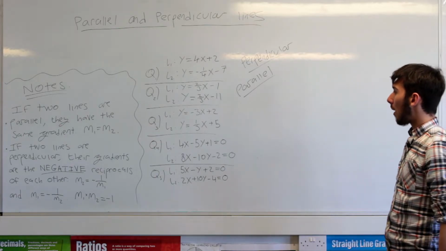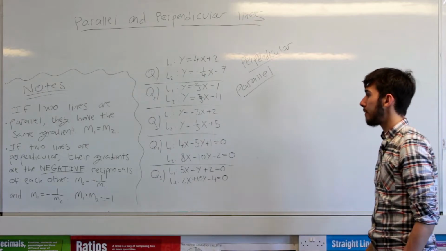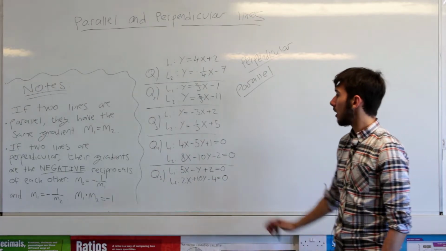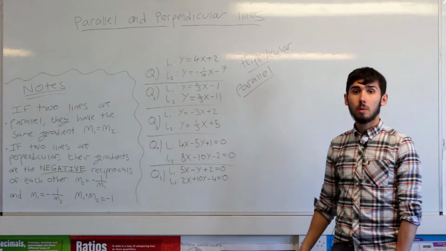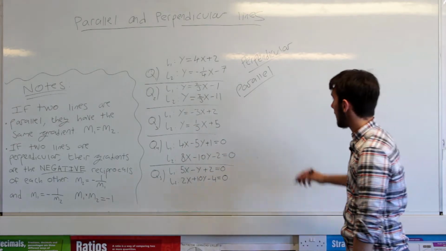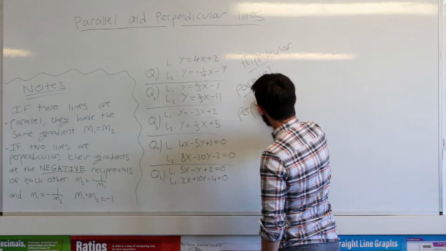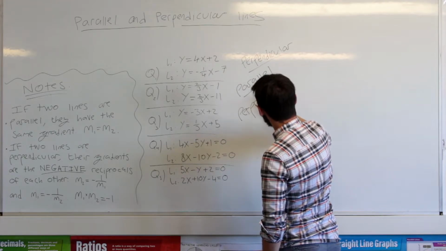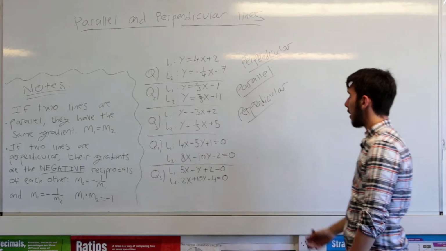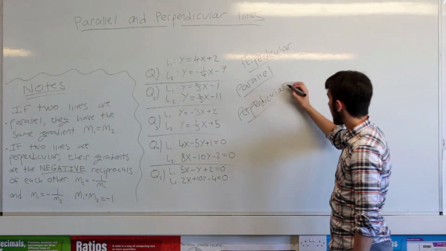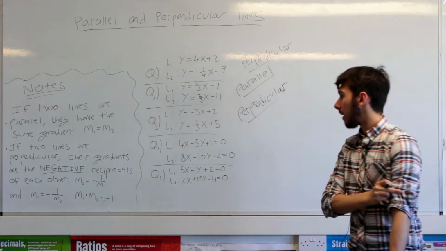Okay, question 3. L1 is y equals -3x plus 2. L2, y equals 1/3 x plus 5. Let's look at the gradients, the m's. -3 times 1/3. That's -1, so these guys must be perpendicular. Okay, perpendicular. That looks like an o, but it's an a. That's an a right there. Perpendicular. I can spell, I promise.